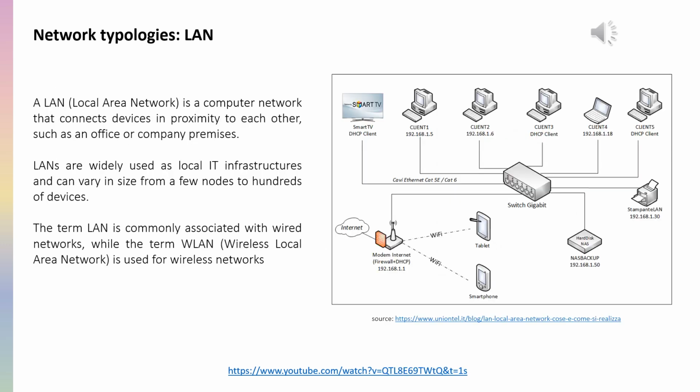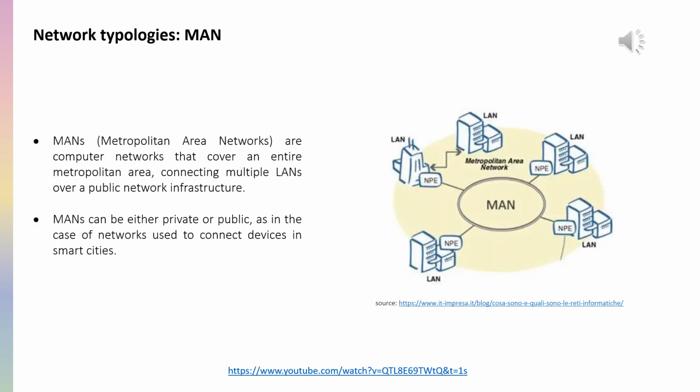There are many typologies of computer networks. One of the most common is LAN. A LAN is a computer network that connects devices in proximity to each other, such as an office or company premises. LANs are very widely used as local IT infrastructures and can vary in size from a few nodes to hundreds of devices. The term LAN is commonly associated with wired networks, while the term WLAN, wireless local area network, is used for wireless networks.